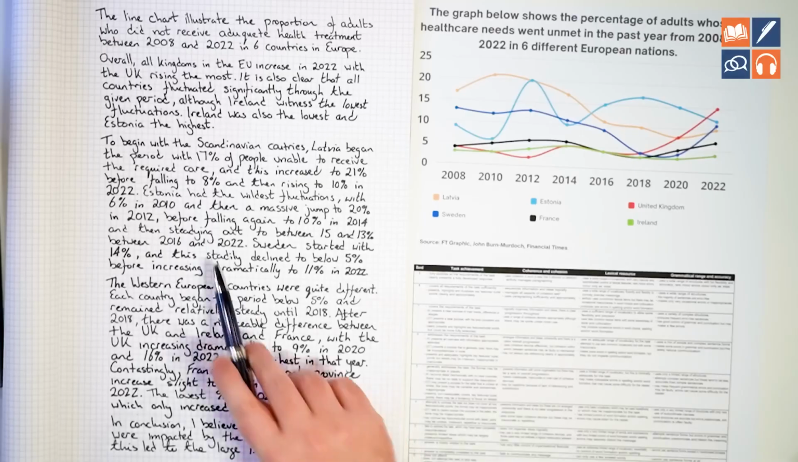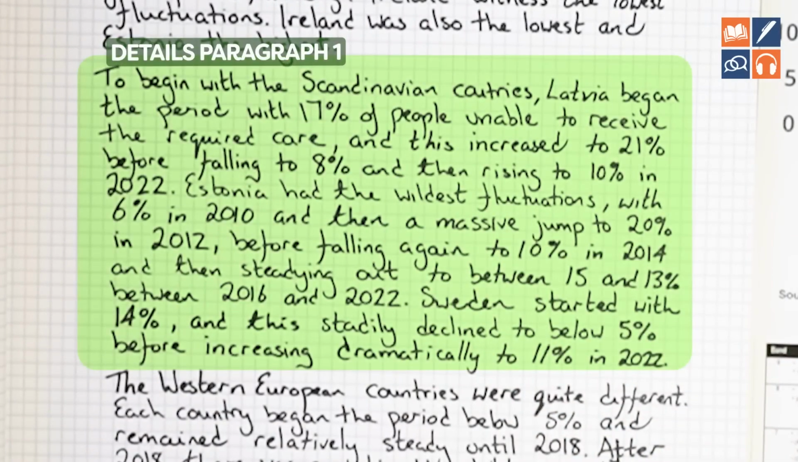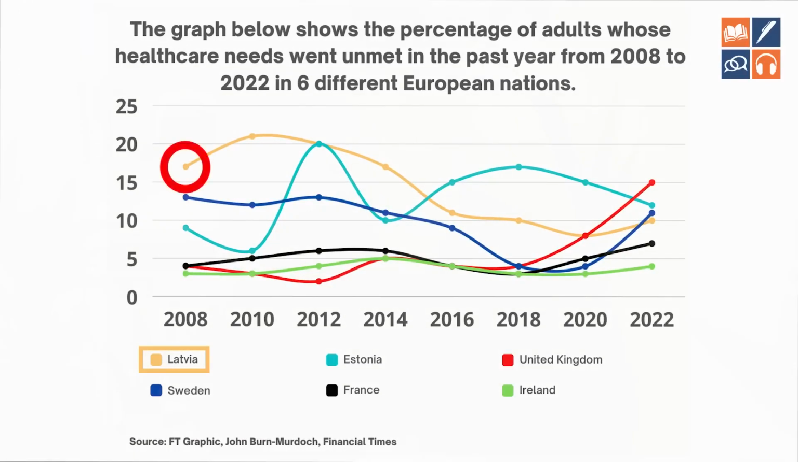So here in the first sentence of the details paragraph, to begin with, the Scandinavian countries, Latvia began the period with 17%. So if we look at Latvia here, it's not very clear that this is 17%. It's kind of halfway between 15 and 20. So if you write 17%, it's wrong. So what could you do instead? Well, you could write around 17%, approximately 17%. That is way more accurate.